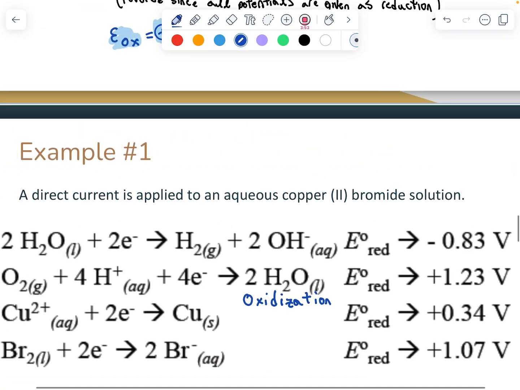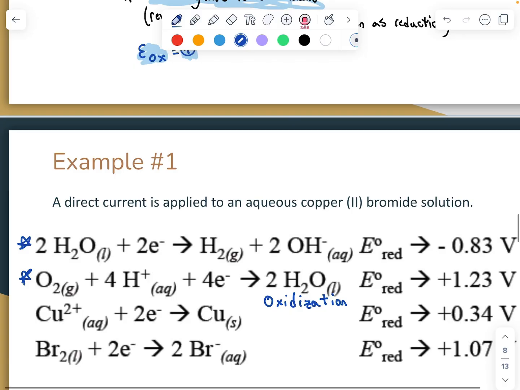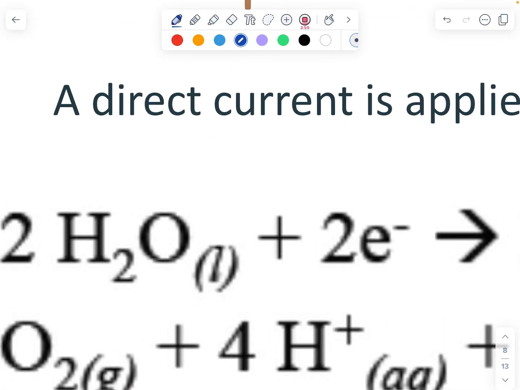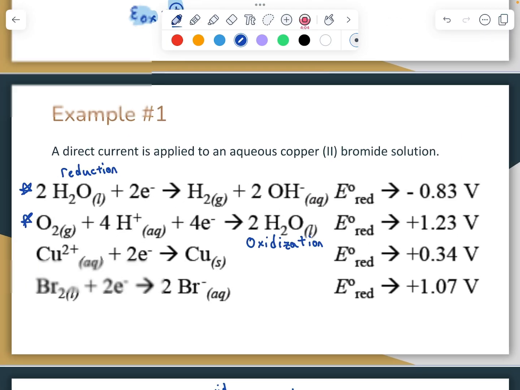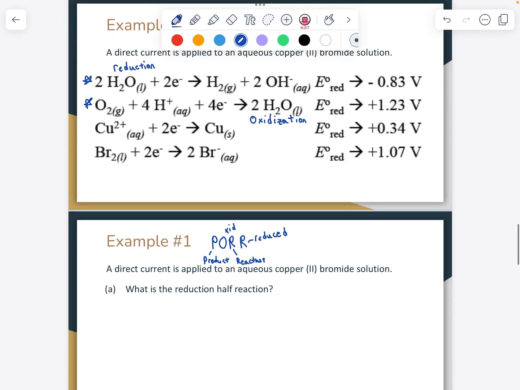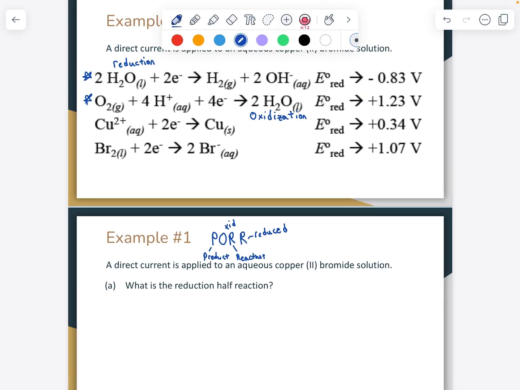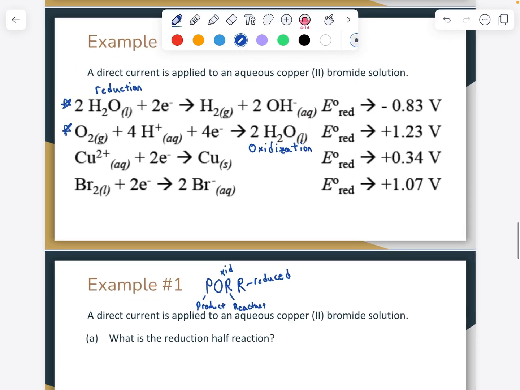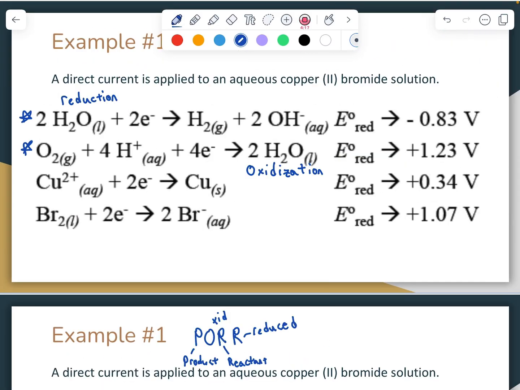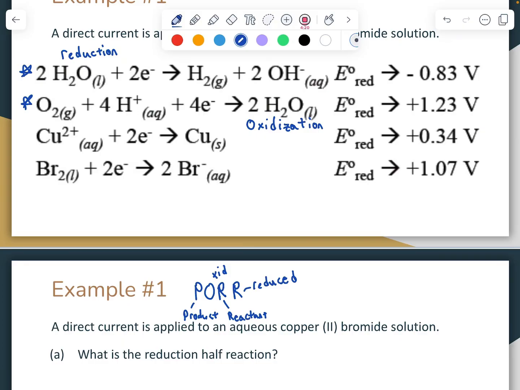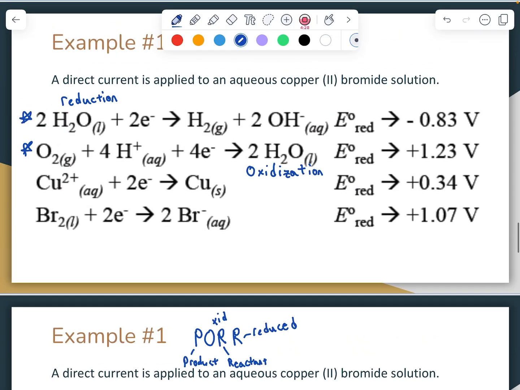And then this will be the reduction, if we decide to go with these instead of the species that is reacting. So a direct current is applied to an aqueous copper bromide solution. What is a reduction half reaction? Okay, so we need to look for the most positive between the two that it could be. So we know that here our half reaction that we always will have is this H2O plus 2 electrons, and that's pretty negative.